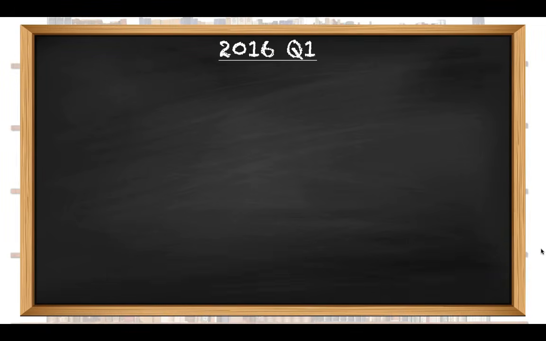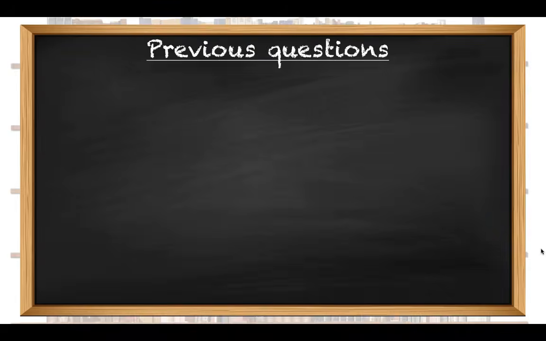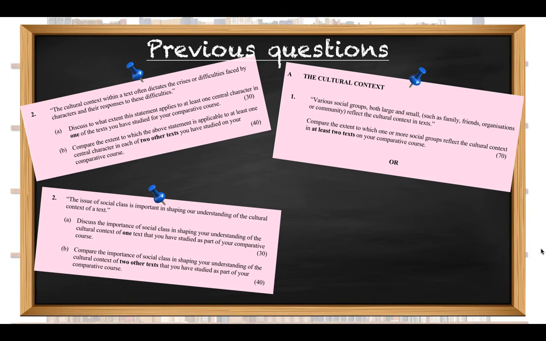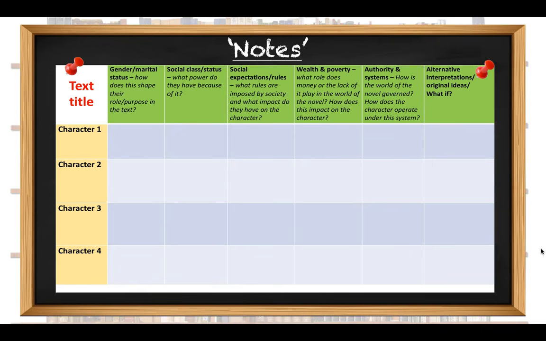The 2016 question looks at the idea of power and who holds it. And this question would be a good opportunity to look at social status, class, wealth and poverty, and authority in your texts. Some of the other previous questions, as you can see here, are variations on the same idea. Social class, how the cultural context impacts upon a character and how they overcome it or succumb to it, and power. Here's a handy organizer that you can use and adapt for your own notes on cultural context.